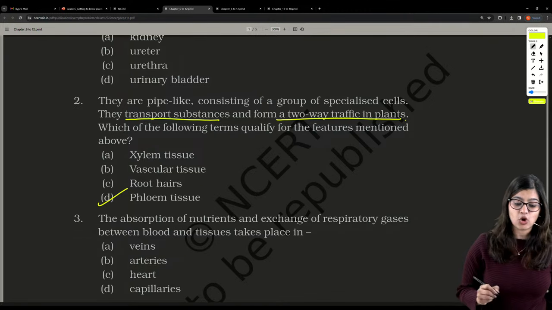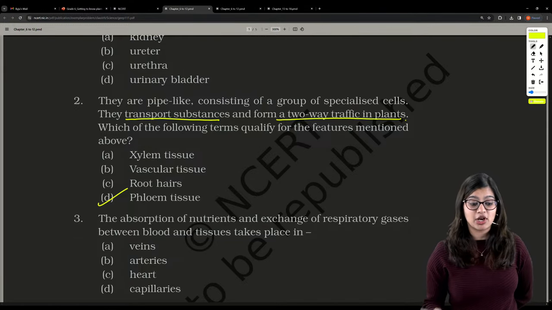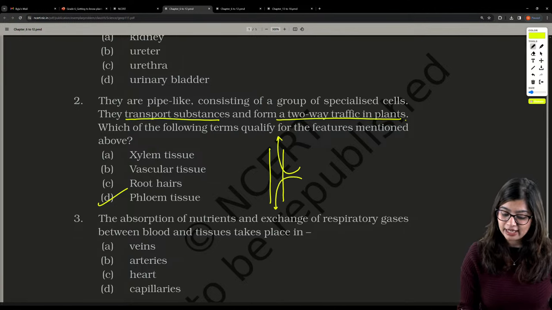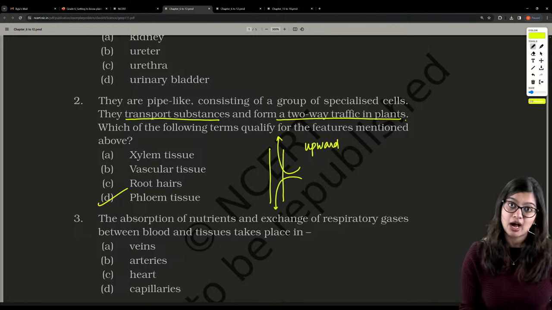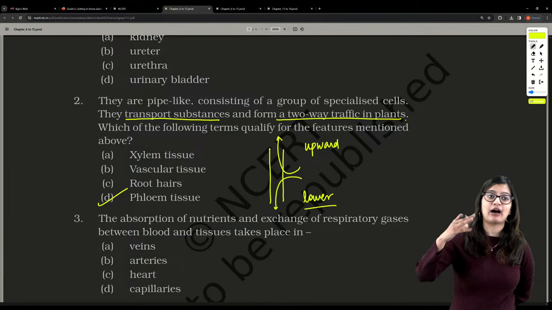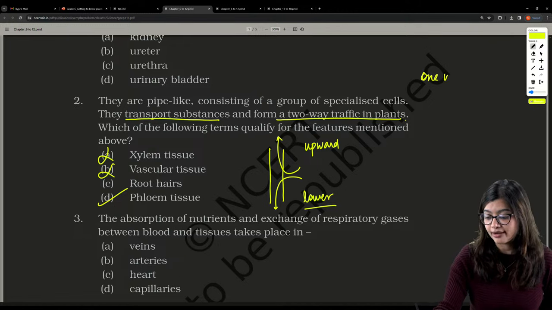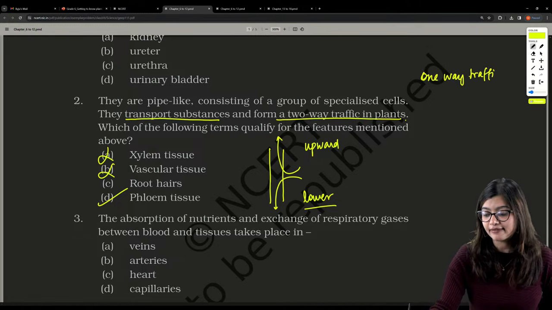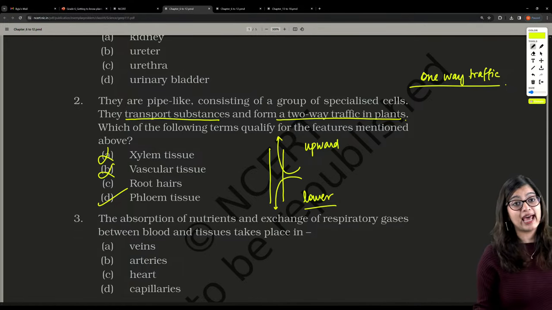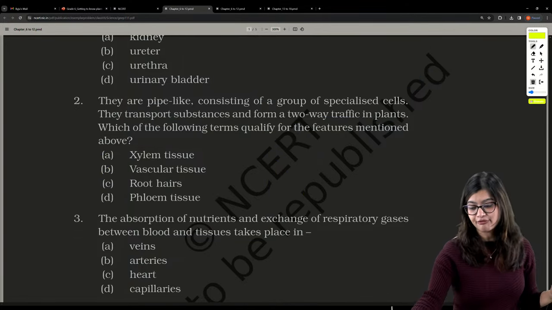The correct answer here is option D, phloem tissue. It is not vascular tissue. Now, why is it not vascular tissue? Because they are saying that this includes pipe-like structures that form a two-way traffic. That means it can transport to the upper parts of the plant as well as the lower parts. Now, can both xylem and phloem transport in the upper part and the lower part? No, xylem tissue is unidirectional, or we say it is one-way traffic, right? So it cannot be xylem, neither can it be vascular system, right? Root hair is not the case because it helps in absorption of water. The correct answer is option D, phloem.